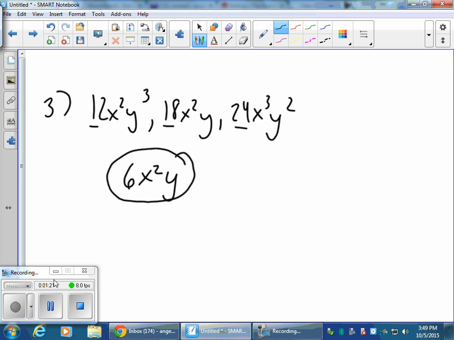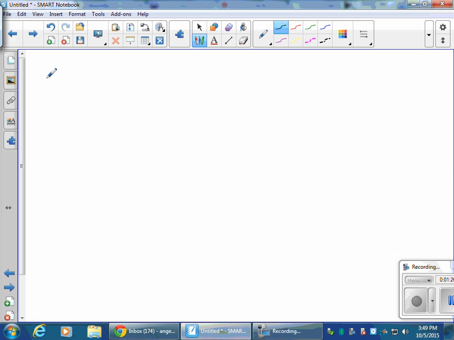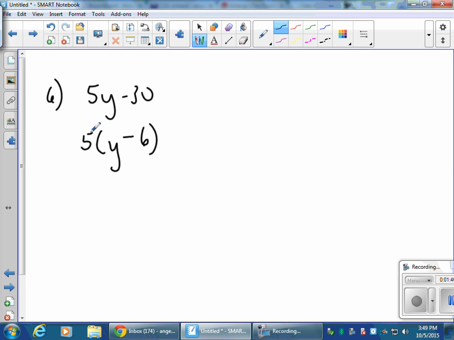Number 6, factor out the greatest common factor. Move that out of the way. Number 6, they give me the expression 5y minus 30, so I've got to figure out what I could take out. If I have 5y as a term and 30 as a term, my greatest common factor there would be a 5, and 5 times y gives me 5y, and 5 times a negative 6 gives me negative 30. And if I multiply this back out, it'd be 5 times y, which is 5y, minus 5 times 6, which is 30. So that's how you factor out the greatest common factor.